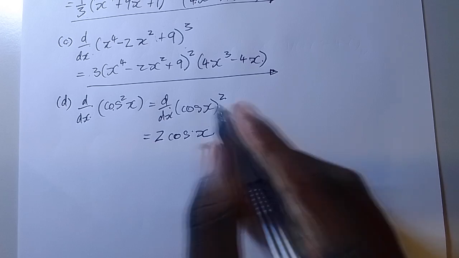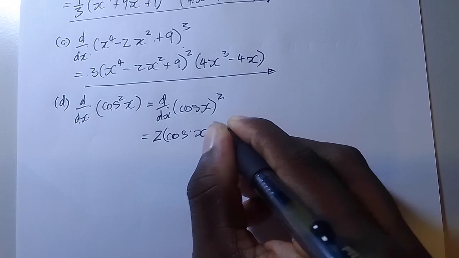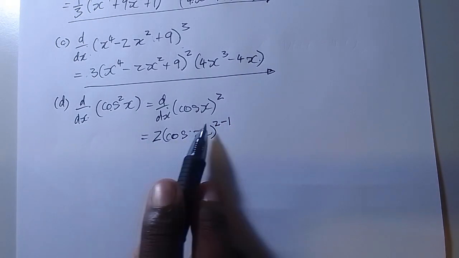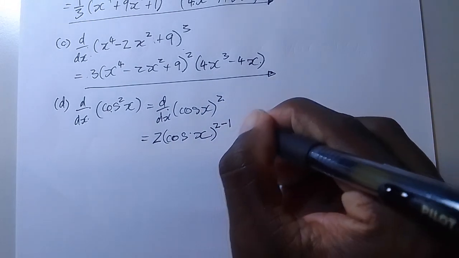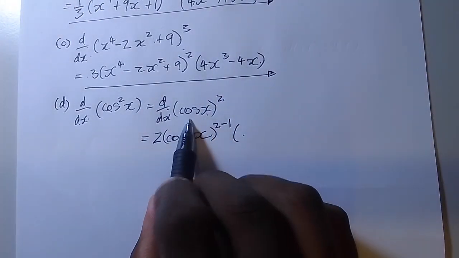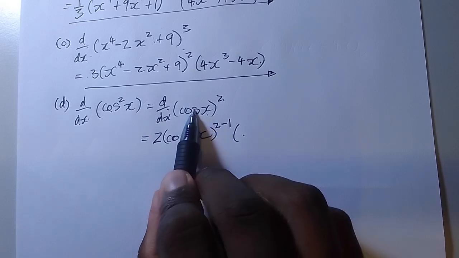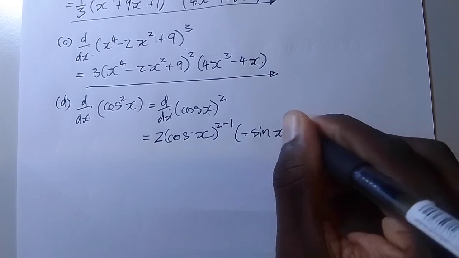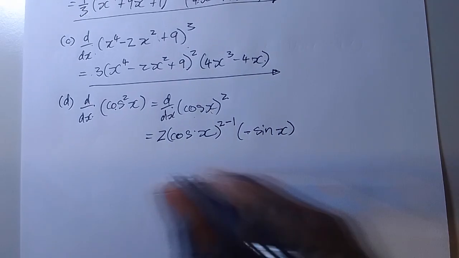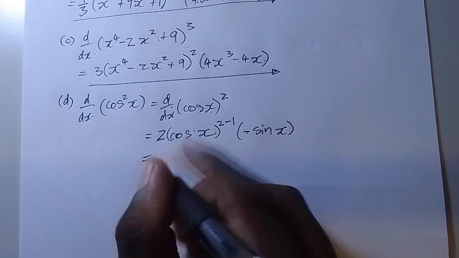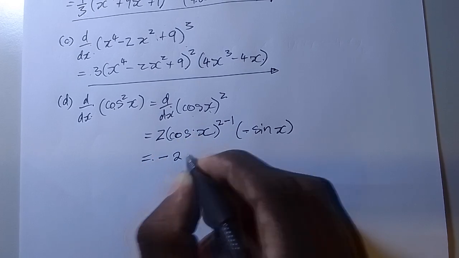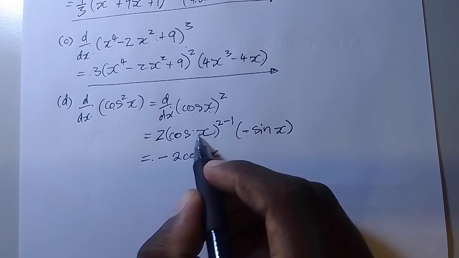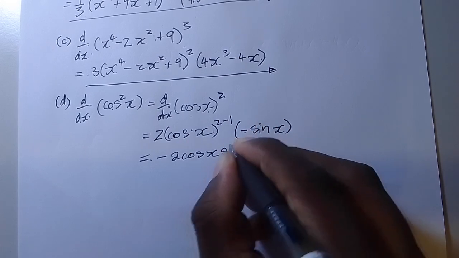Because we were going to say, okay, let me do this: 2 minus 1. Because it's the first derivative, and therefore we have to say 2 minus 1. And then find the derivative of the inside. The derivative of the inside in this case will be negative sine, because the derivative of cos x is negative sine x. Now this goes on to be negative 2 cos x. This is just 1, so it's just cos x sine x.